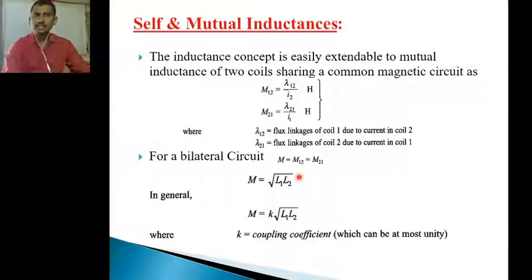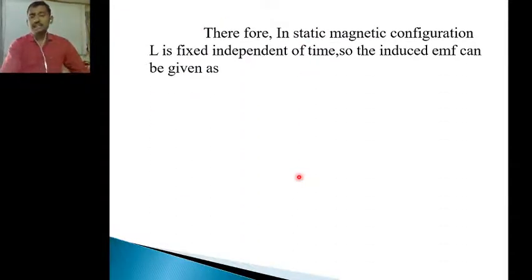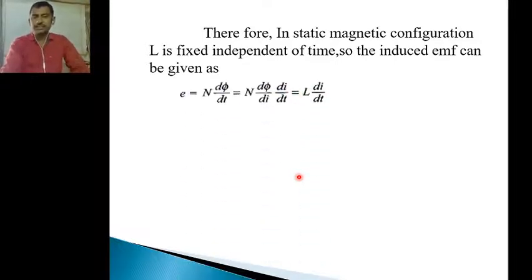So what is the dynamically induced EMF? Both are variable. And statically induced EMF is nothing but E is equal to N into d phi by dt. If the static magnetic configuration of L is fixed with time, then the equation for E is N into d phi by dt, and we can represent d phi by dt as d phi by dI into dI by dt. So N into d phi by dI can be represented as L. So our EMF can be represented in the form of L as L into dI by dt.